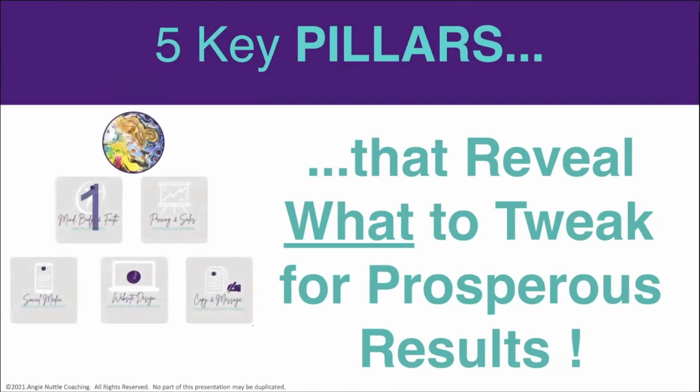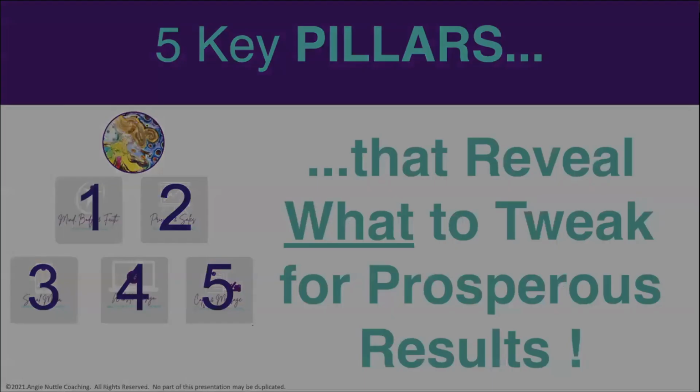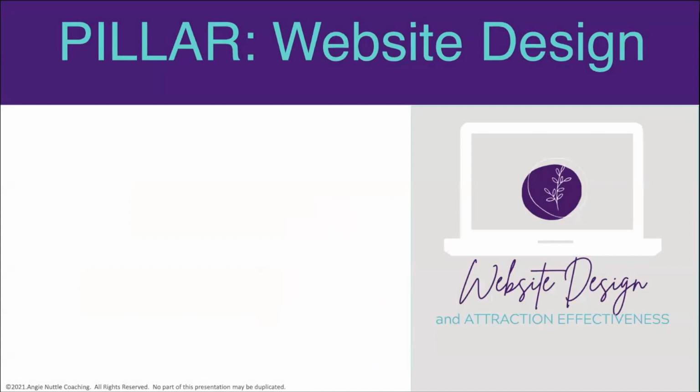So we've got these 5 here: mind, body, faith, pricing and sales, social media, website, and copy and messaging. So these 5 are key to your success. So I'm going to go through each one of these. So don't worry if you couldn't see it. You're going to get to see them here in just a second.